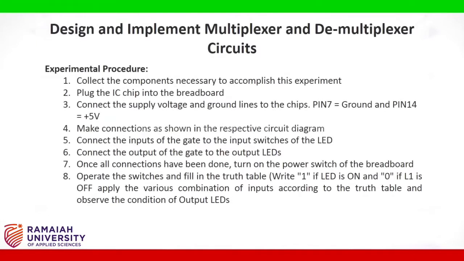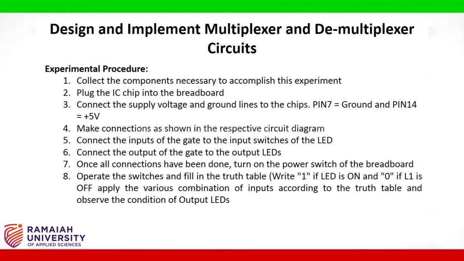Procedure for verification of multiplexer and demultiplexer. Collect the components necessary to accomplish this experiment. Plug the IC chip into the breadboard. Connect the supply voltage and ground lines to the chips. Pin 7 is ground and pin 14 is +5 volts. Make connections as shown in the respective circuit diagram. Connect the inputs of the gate to the input switches. Connect the output of the gate to the output LEDs.